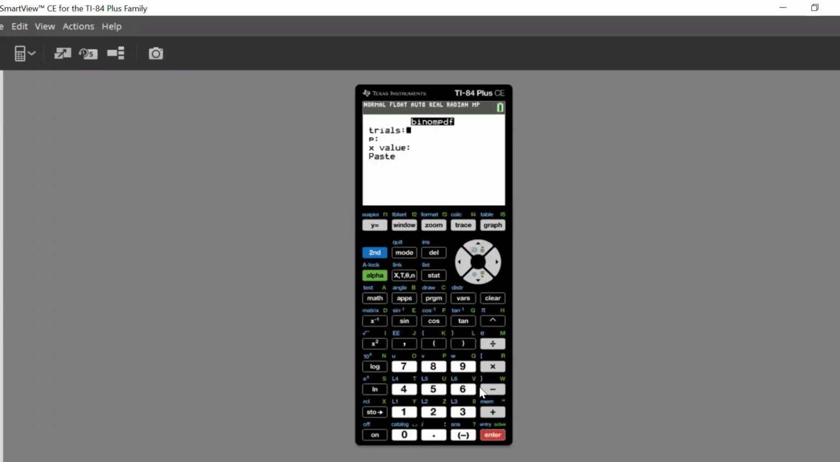The trials, which means the number of trials. We have 30 patients, so N equals 30. P is the probability of success, which is 0.92. X value. I have to find the probability when x is equal to 25. Therefore, x value is 25. We can select paste and hit enter. If you are using an older version of the TI calculator, you might see binomial PDF and open parentheses. In that case, enter these numbers in this order separated by commas.